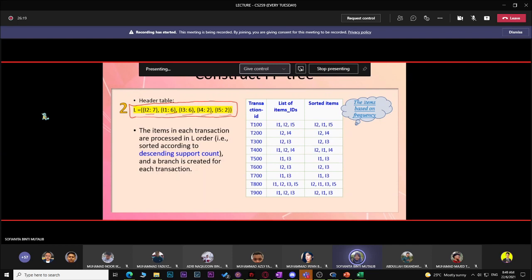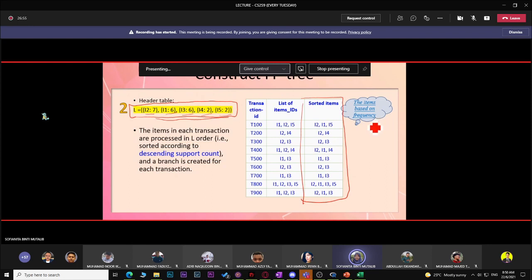So remember, in a tree we have branch and then we have root, which is actually a prefix and suffix. If you remember, tree itu ada prefix and it has suffix, where the prefix will be the conditional and the suffix will be the leaf. Okay, now let's have a look at this. After you have the header table, what we are going to do is the sorting for the items, for the items in each transaction.